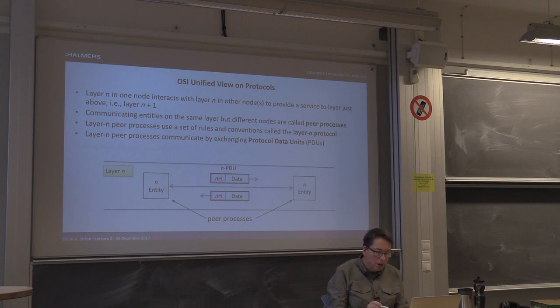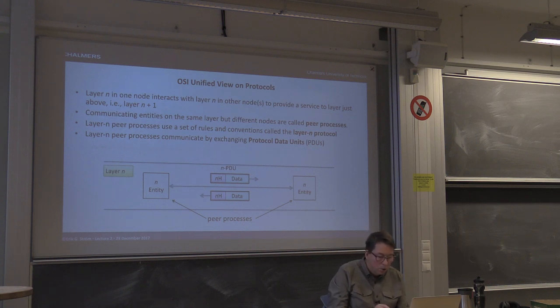If we look at a protocol here, then in layer n, n could be 1, 2, 3, 4, possibly 5 and 6, but typically 7, in one node interacts with layer n in the other node. So this is the horizontal communication. Protocols talk horizontally, not vertically. Or rather, this one never talks to the protocol which is above or below its peer process on the other end.